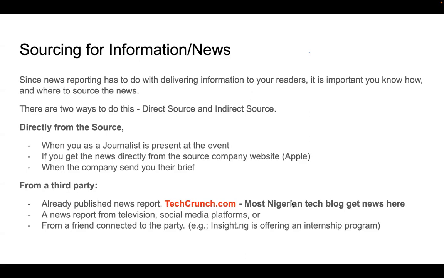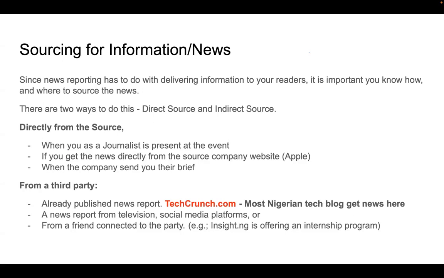When it comes to sourcing news information, since news reporting has to do with delivering information to your readers, it is important you know how and where to source the news. There are two ways to do this: direct source and indirect source. Directly from the source is when you as a journalist are present at the event, then you are getting the information directly, not from a third party.